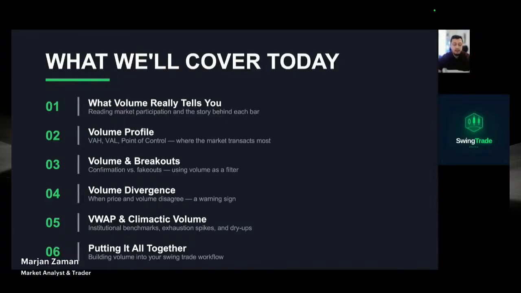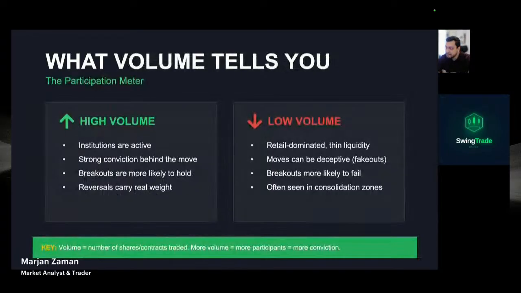So today we're going to look at what volume really tells you. We're going to look at volume profile. We're going to look at volume and breakouts. We're going to look at divergences, and we're going to look at volume weighted average. And we're going to look at putting it all together with potentially some of the other stuff that we looked at in our previous webinars.